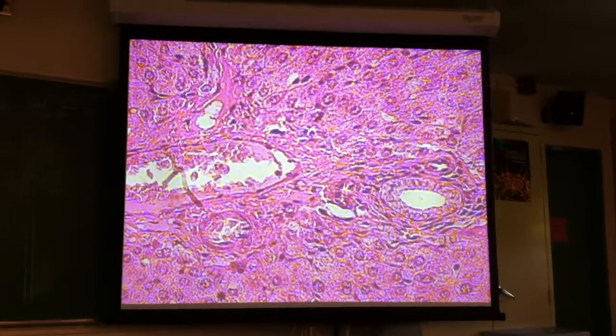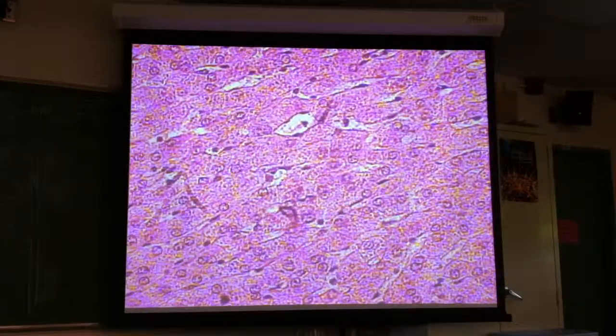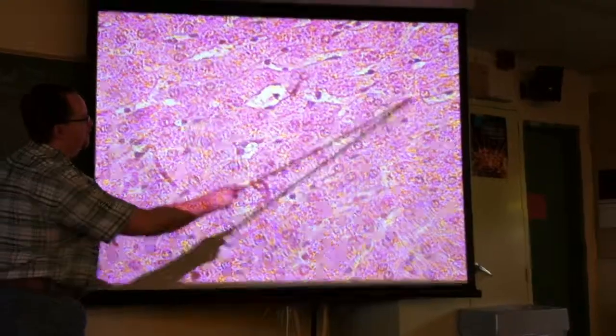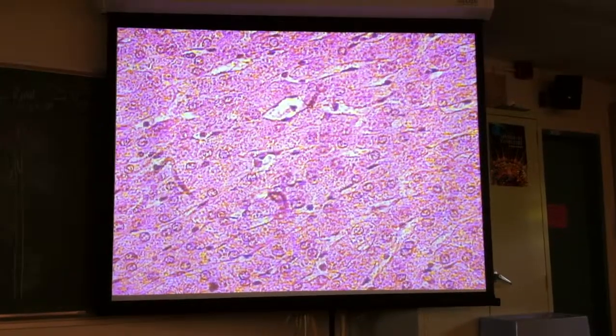Did I miss anything on this slide, you guys? Sinusoids. Sinusoids are the little channels. Oh, and hepatocytes. So all this stuff right here, those are all hepatocytes. Literally liver cells. The little channels, these little white spaces like this, and then running through here. This is probably one right here. This is one right here. Those are your sinusoids. That's where the blood is.